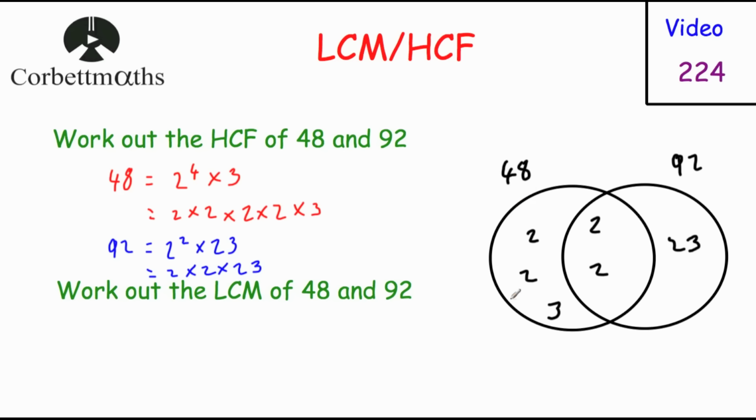So as you can see, in the 48 circle we've got 2 times 2 times 2 times 2 times 3, and that's 48. And for the 92 circle, we've got 2 times 2 times 23. So you put what they share in the middle, and then you put the extras onto each side.